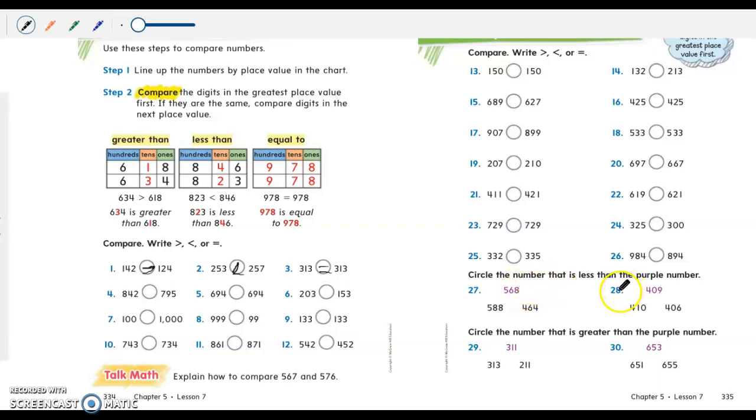Then for number 28, 409. Which number is less than 409? 410 or 406? And then for number 29 and number 30, you're going to circle the number that is greater than the purple number. So which number, 313 or 211, is greater than 311? And then for 653, which number is greater than that? 651 or 655? So go ahead, you will complete 4 through 30 during this class time.